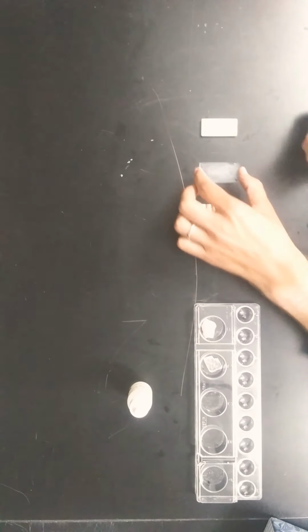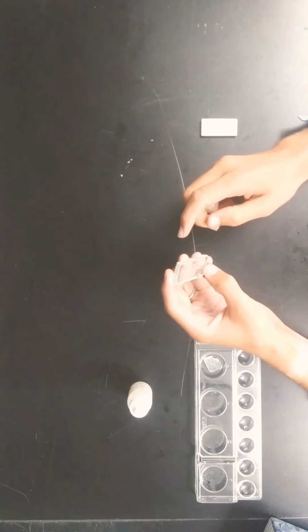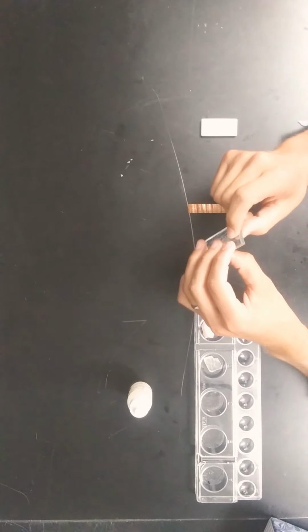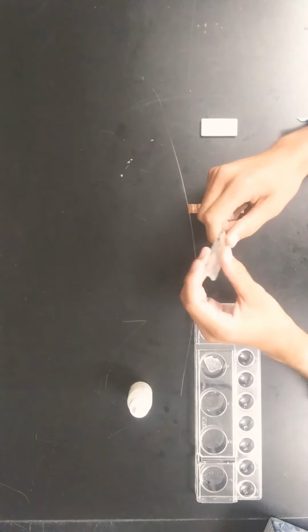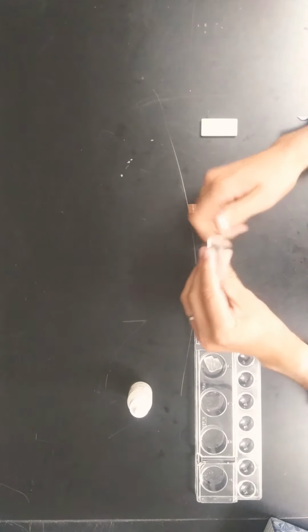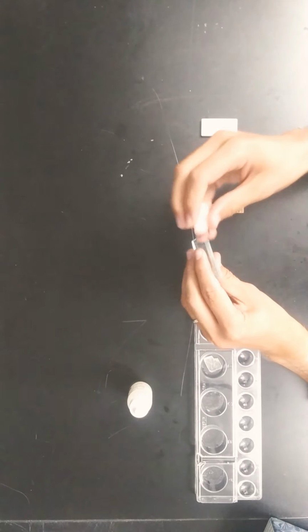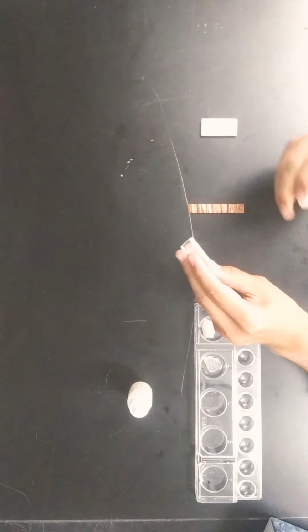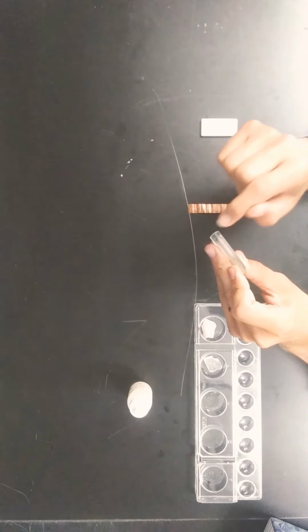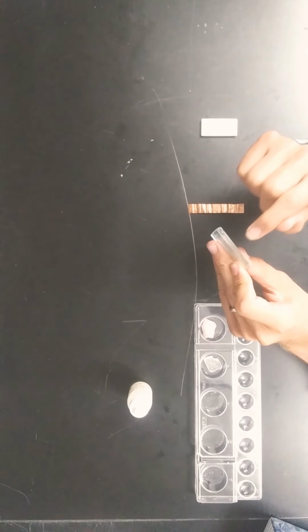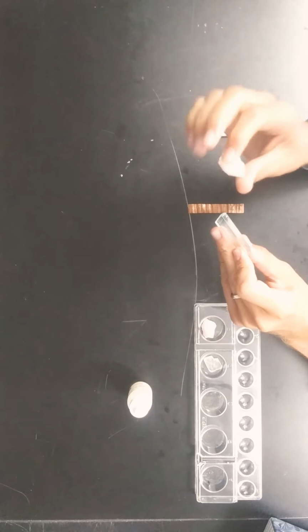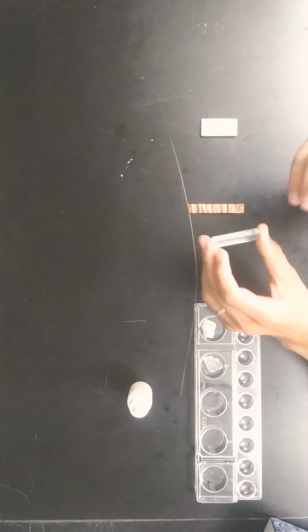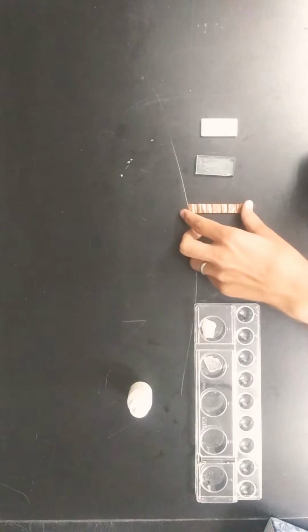My next test would be comparing it to the hardness of glass. And so I'm going to look for a spot on my glass plate that doesn't have many scratches along it. I'm going to drag this across, and as you notice there, it did scratch the glass. So this mineral, whatever it is, is harder than glass.